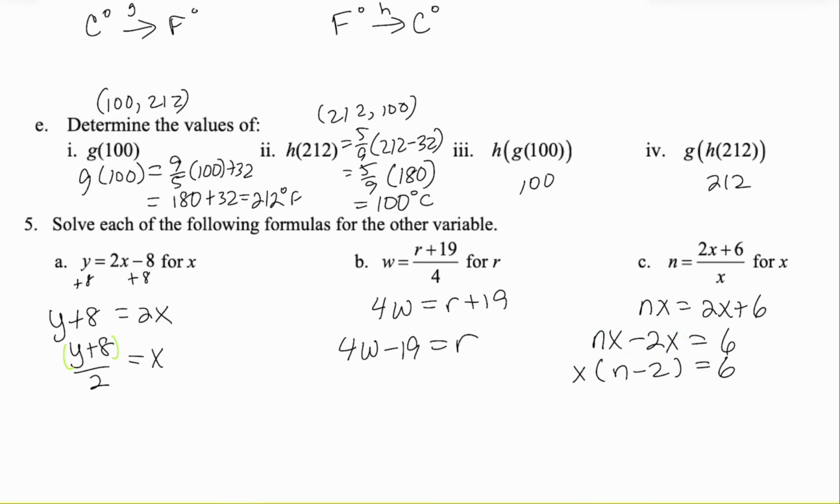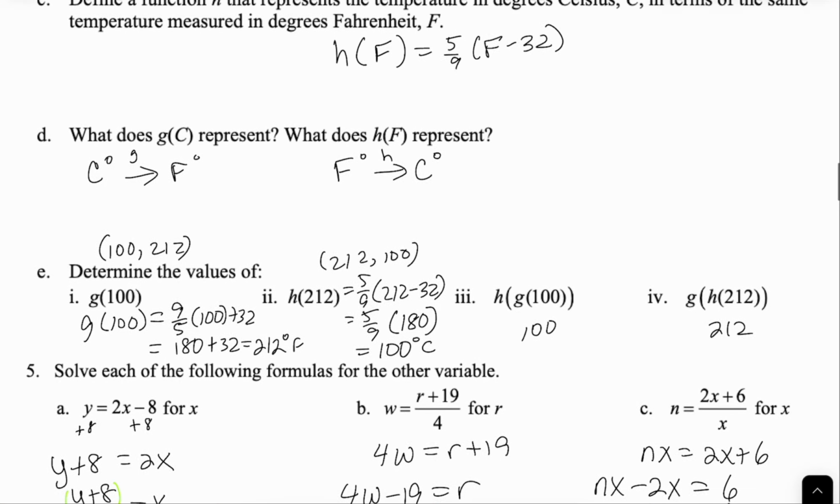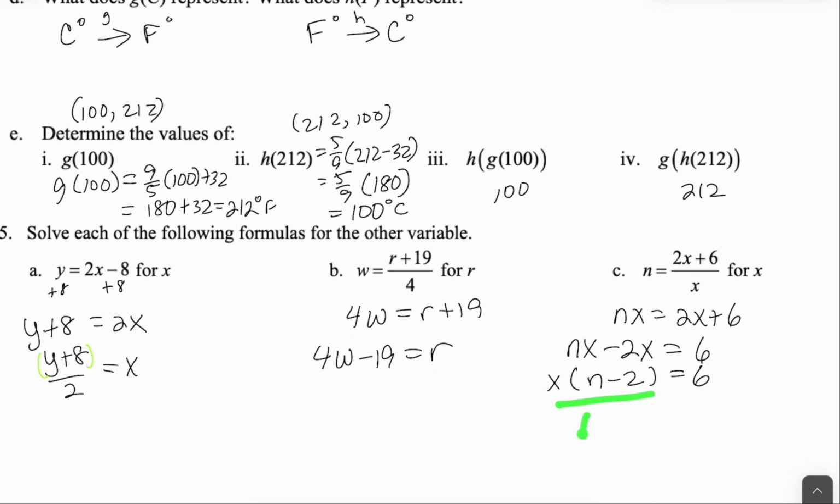Now, x is what we want to be by itself. That n minus 2 is not where we want it. So if we divide it off, we got it. So we're going to divide both sides by n minus 2. And we're going to get x equals 6 divided by n minus 2.